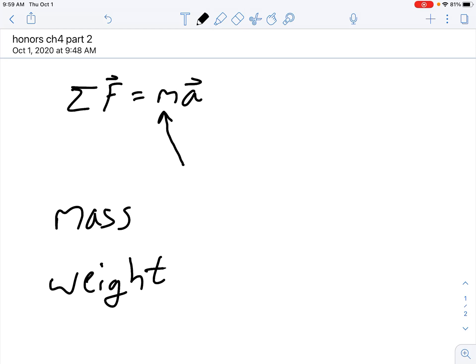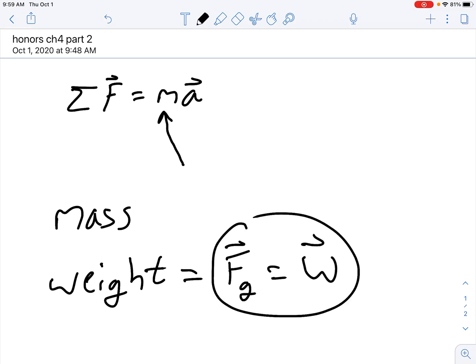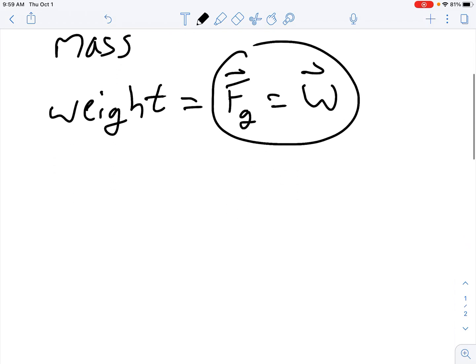So here's the short version. Weight is a force that is equal to the force of gravity. Okay? So we'll use the symbol big W for weight for right now. Weight is just equal to the force of gravity. It turns out they're in opposite directions. Let me explain further. The force of gravity is going to be equal to negative mg.